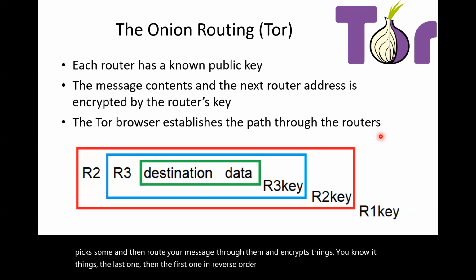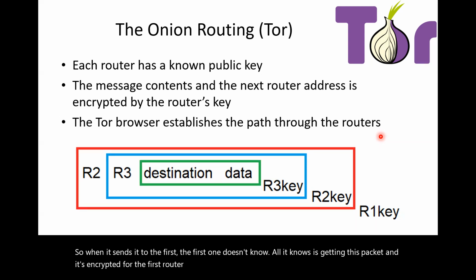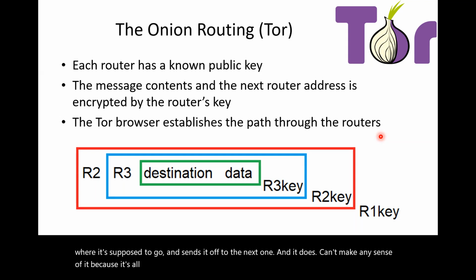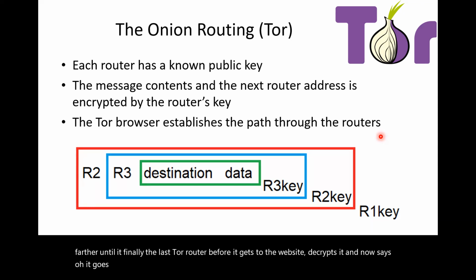So when it sends it to the first one, all it knows is it's getting this packet, and it's encrypted for the first router. The first router decrypts it, comes up with the packages, tells it where it's supposed to go, and sends it off to the next one. It can't make any sense of it because it's all encrypted with keys that it does not have, and it keeps going farther and farther until finally the last Tor router, before it gets to the website, decrypts it, and now says, oh, it goes to this website. It's now in clear, and it sends it off to that website.